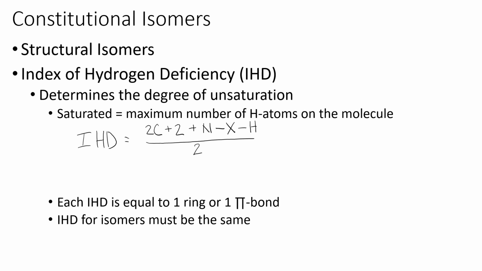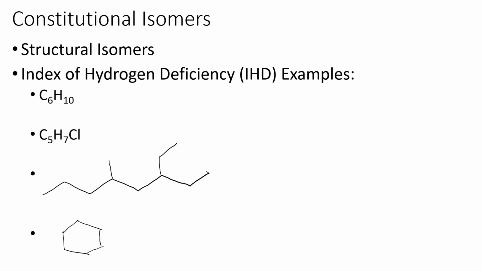The IHD for isomers must be the same. So remember, isomers have the same formula, so all of my isomers must have the same IHD, not necessarily the same structures. So you think back to cyclohexane and the cyclohexene and this hexene structure that we just drew for C6H12. One had a ring structure, one had a pi bond, but both of those would have an IHD equal to 1.